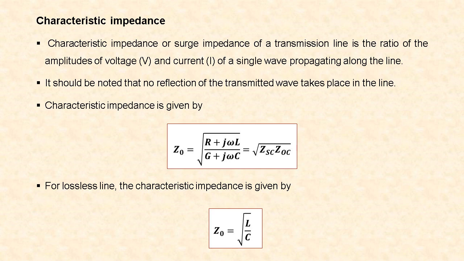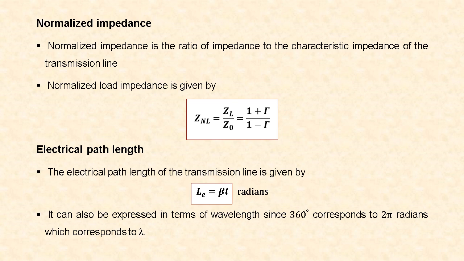For a lossless line, the characteristic impedance is given by Z0 = square root of L/C. Next, normalized impedance. It is the ratio of impedance to the characteristic impedance of the transmission line. For example, normalized load impedance is given by ZNL = ZL/Z0. Normalized load impedance is also equal to (1 + Γ)/(1 − Γ). Here Γ is the reflection coefficient.